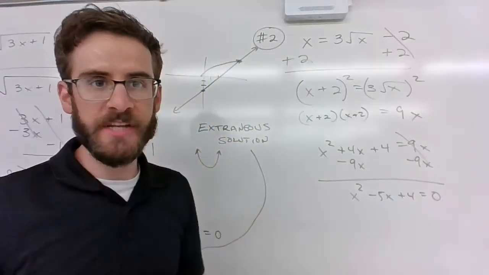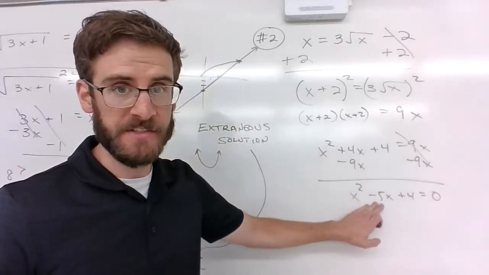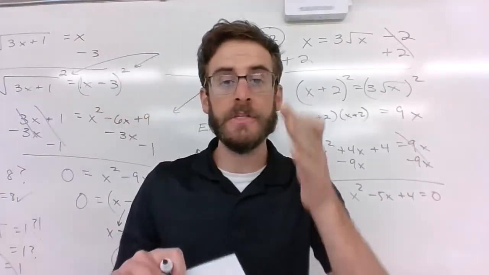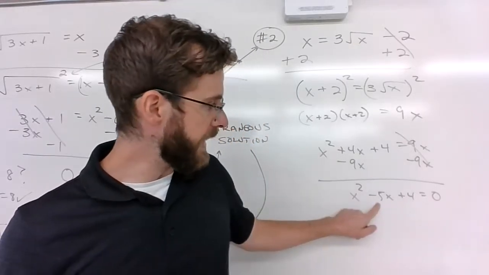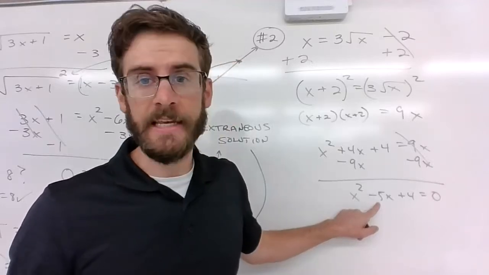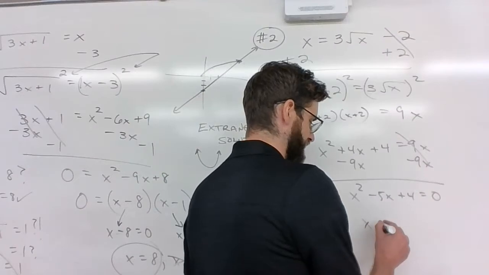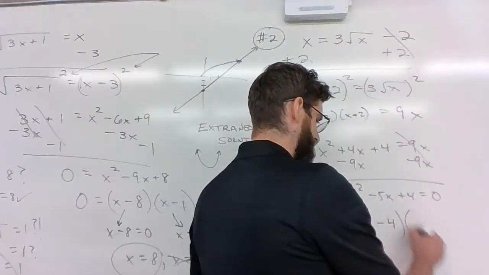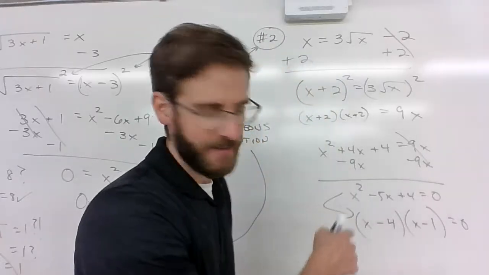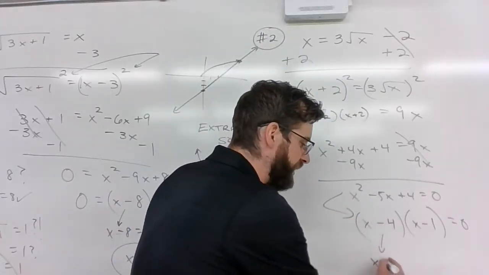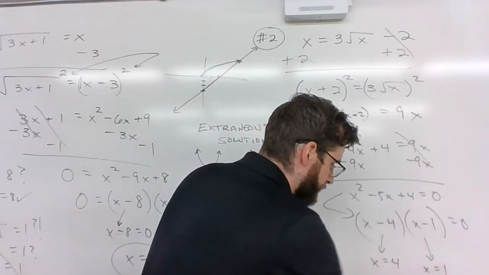Negative 4 times negative 1 is 4. Negative 4 plus negative 1 is negative 5. All right. So then this will give you the x equals 4 solution. This will give you the x equals 1 solution.